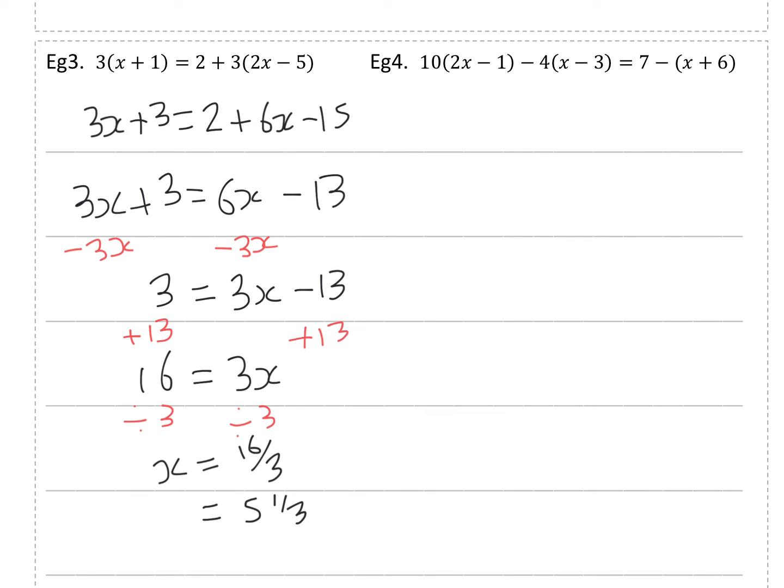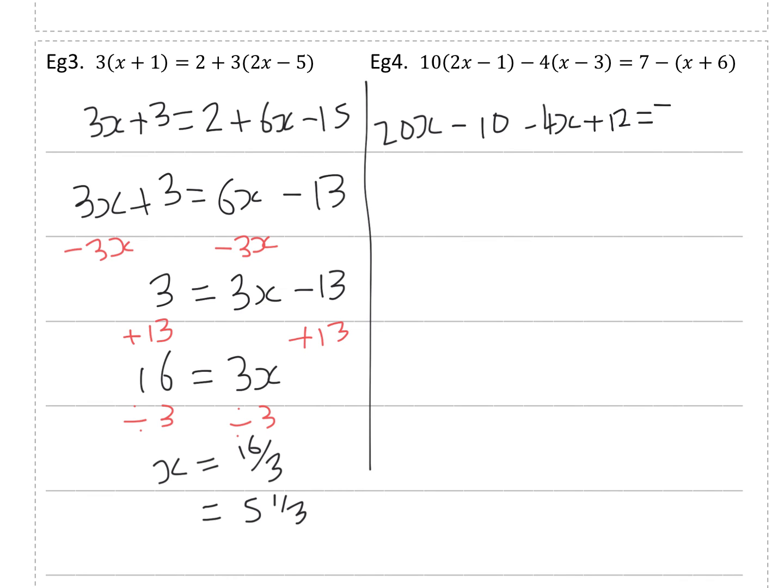Example 4. Again, we've got sets of brackets which we can expand. So we would multiply 10 by 2x, and we get 20x. Then it will be 10 times minus 1. 10 times 1 is 10. Positive multiplied by negative is a negative. Then it's minus 4 times x, which is minus 4x. And minus 4 times minus 3. 4 3s are 12, and a negative multiplied by a negative is a positive.